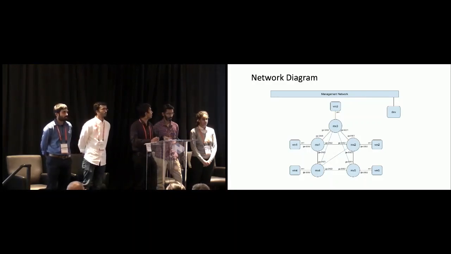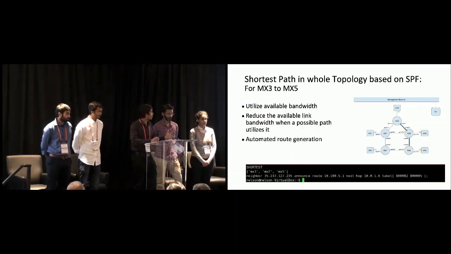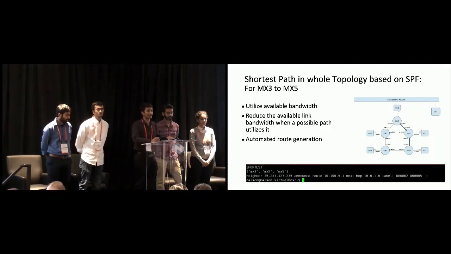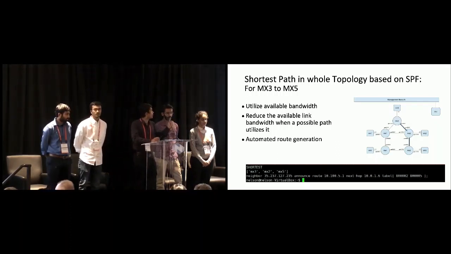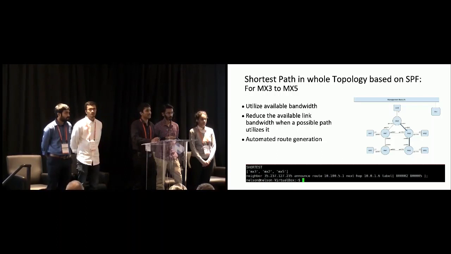While parsing it, we found 3 additional links than the topology that was given to us. But not to worry. The shortest path algorithm that we wrote works for any topology, so it was able to accommodate that as well. So we had 3 different scenarios. We'll go through all the different scenarios and how we had to modify the SPF to accommodate each one. The first scenario was straightforward, where we had to find the shortest path between MX3 and MX5.